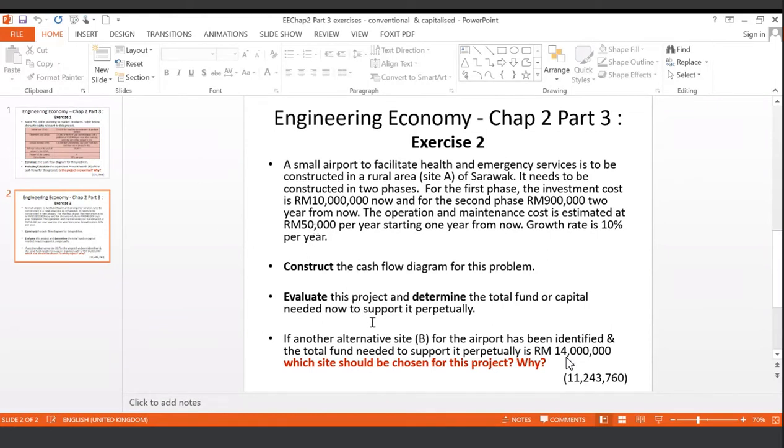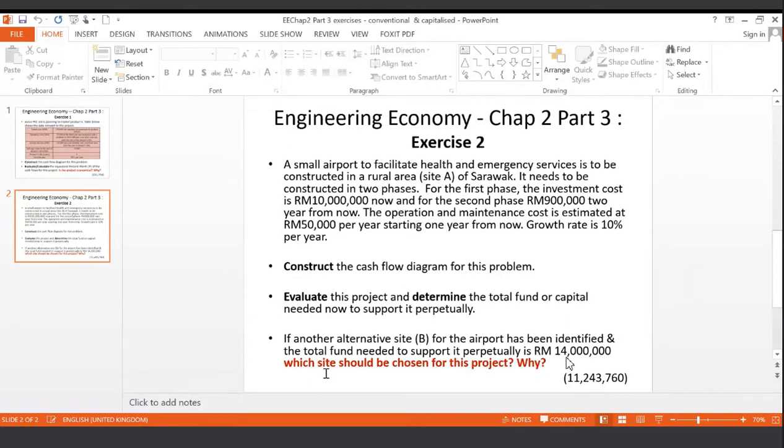First thing first, evaluate this project and determine the total fund or capital needed now to support it perpetually. So what you need to calculate is P total at n equals 0.